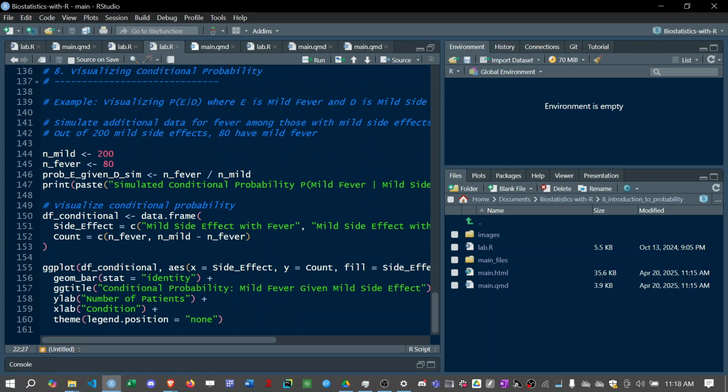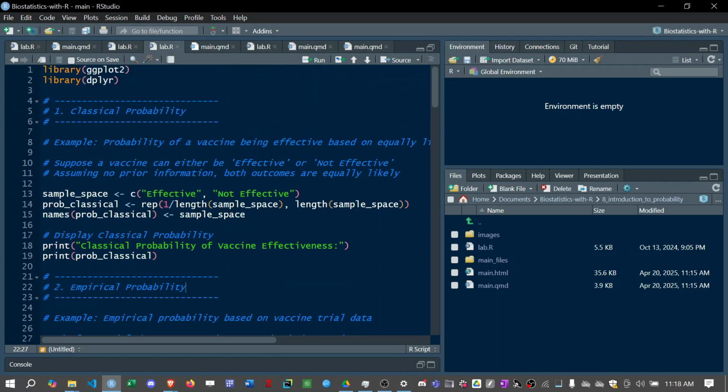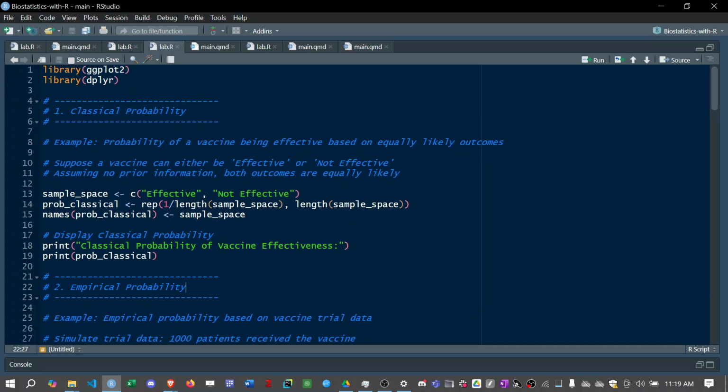So I just have a short lab here just to demonstrate how some of these particular probabilities work. First of all, we'll start with classical probability. For classical probability, I said it's based on equality of an event likely occurring. We have an example here saying, supposing a vaccine can either be effective or not effective, and assuming no prior information, both outcomes are equally likely.